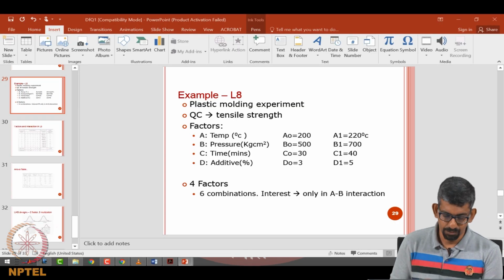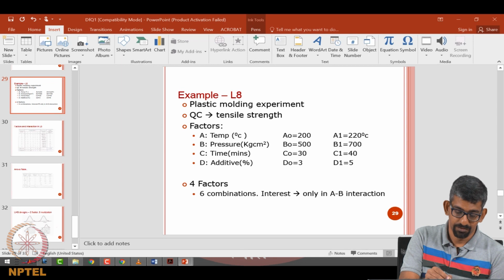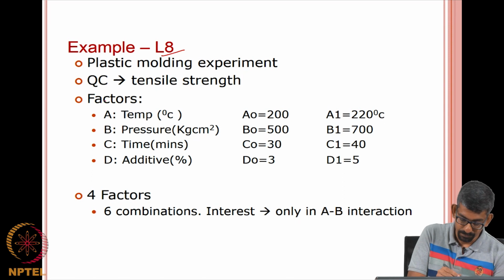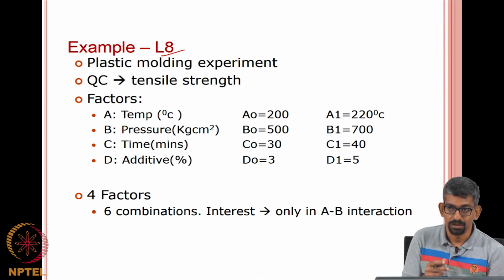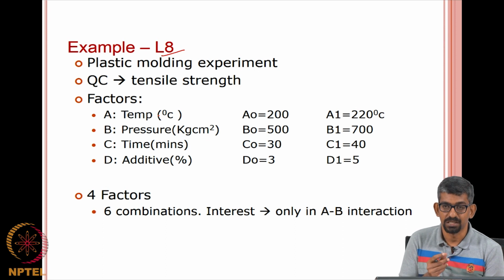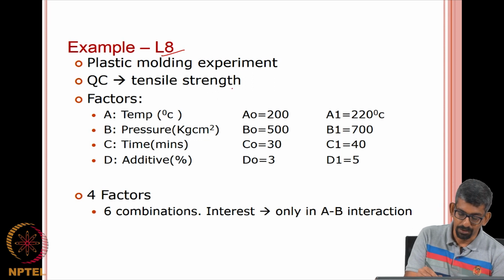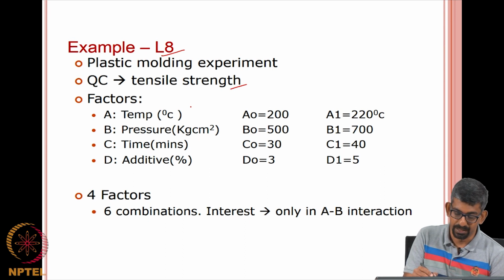Currently we are looking at a plastic molding experiment, more like an injection molding, let us say, and this L8 refers to 8 experiments. We have already stated that L stands for Latin square. So, when you are talking about tensile strength as a material property, we would like to select a material that will have a better tensile strength, right. So, what do you think is the quality characteristic in this particular case? It will be larger the better, L type.